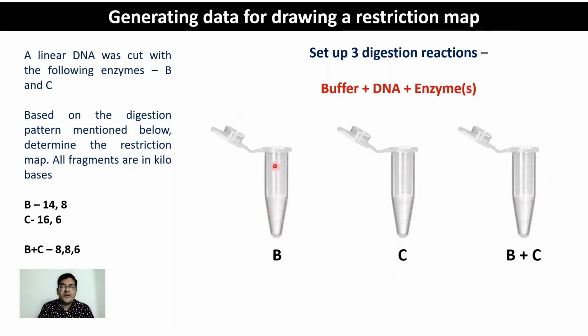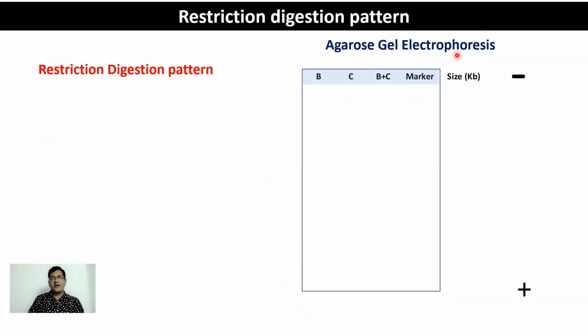The samples are incubated at 37 degrees centigrade for 1 hour, and after incubation, you check the size of fragments obtained in each Eppendorf tube using agarose gel electrophoresis. So here is your agarose gel. The blue area indicates the position where the wells are located, and in these wells, you're going to load the samples. For example, here we're going to load the fragments obtained from digestion with B alone. Here we load samples obtained with digestion with C alone. The fragments obtained on double digestion with B plus C and complete digestion are loaded in this lane. And in the last lane, you're going to load your molecular weight marker or ladder.